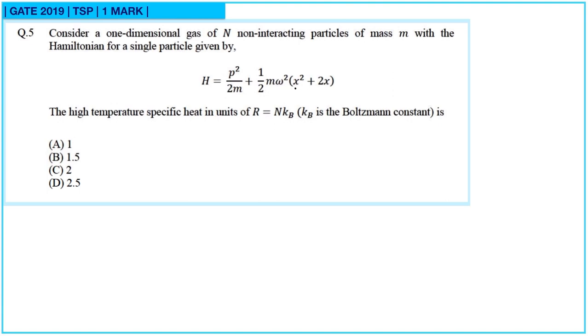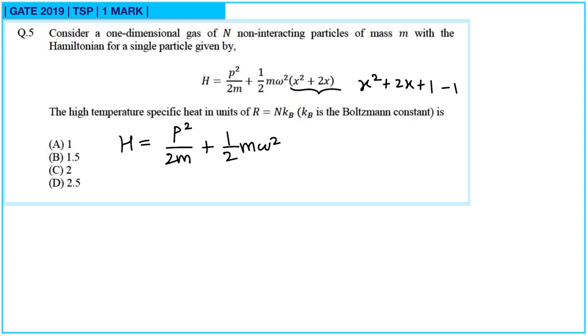Here we can complete the square. So this will be x² + 2x + 1, and then we can subtract 1. So H will be equal to p²/2m + ½mω²(x + 1)² − ½mω². So this is simply a constant.